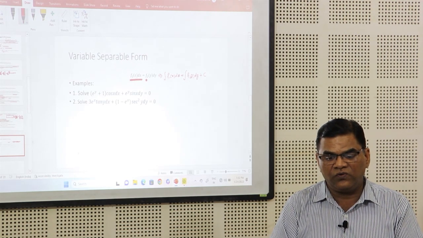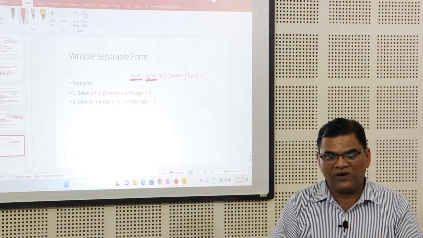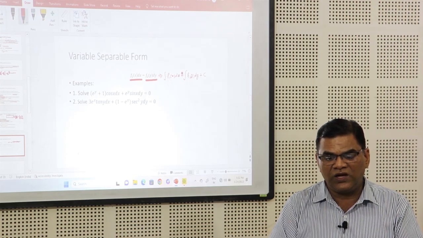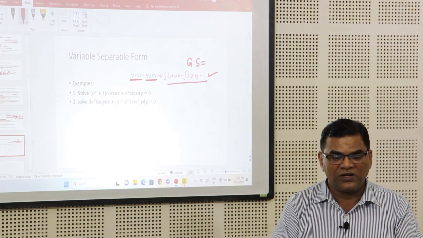into dx is equal to some function of y into dy. In the next step, when we separate the variables, we can easily integrate both sides of the equation and include a constant of integration. So, finally, we get the solution of the differential equation. This will be the general solution of the differential equation.